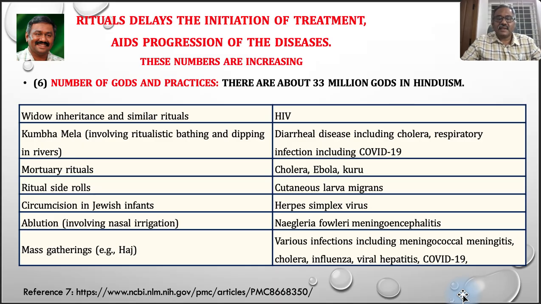Mass gatherings like Hajj may be associated with various infections including meningococcal meningitis, cholera, influenza, viral hepatitis, COVID-19, and so on.